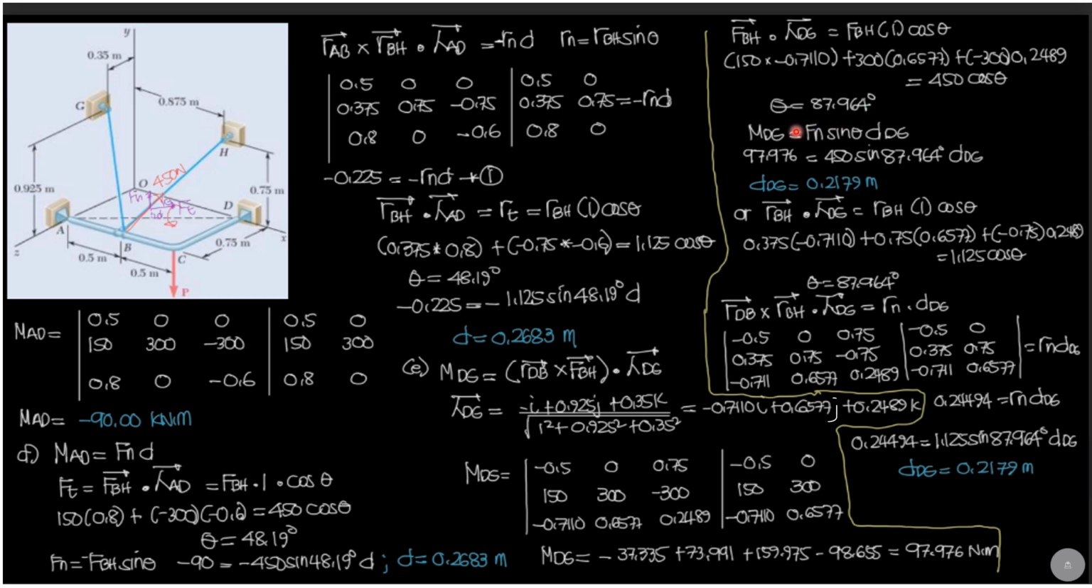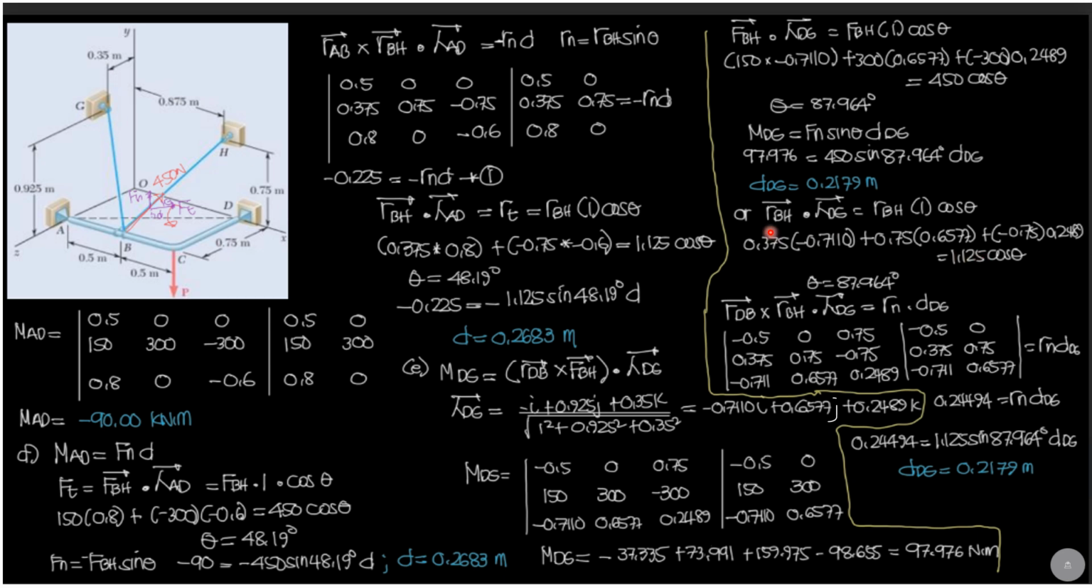So that means moment DG is the normal component, sine of that angle, times the perpendicular distance between line BH and DG. So the moment about axis DG, 97.976 newton meter, is equal to the normal component 450 sine 87.964 degrees times the perpendicular distance. So the perpendicular distance is 0.2179, the perpendicular distance between lines BH and DG.